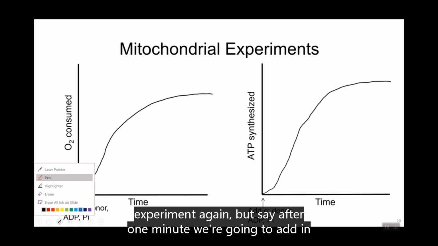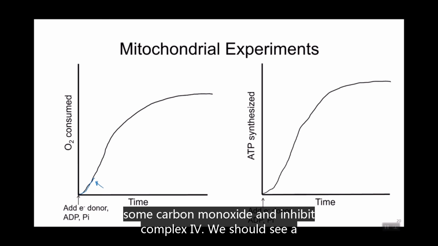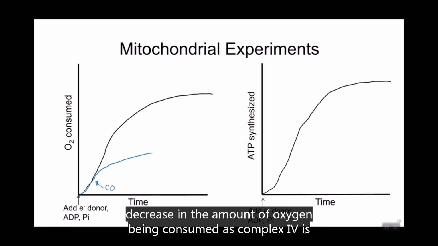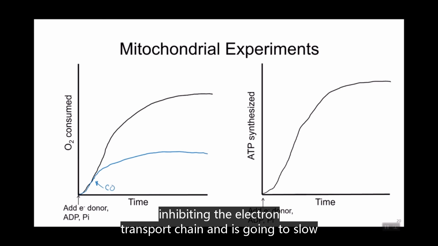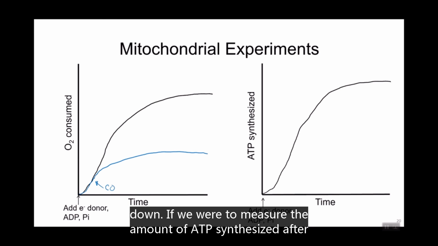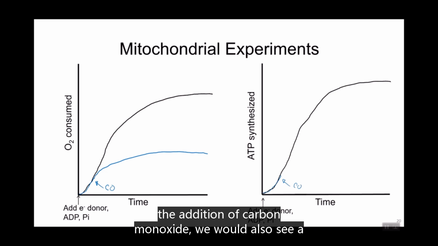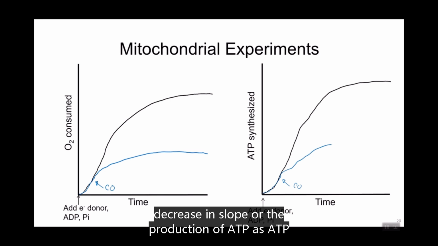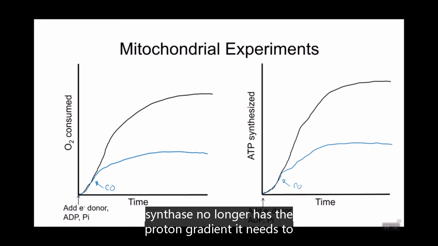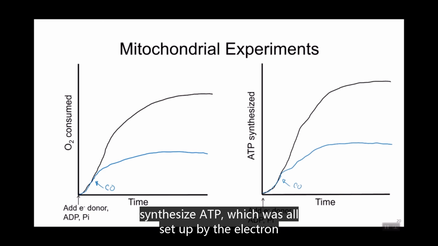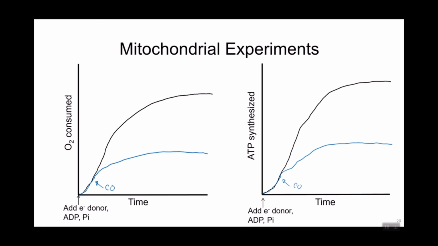Let's run the experiment again, but say after 1 minute, we're going to add in some carbon monoxide and inhibit complex 4. We should see a decrease in the amount of oxygen being consumed as complex 4 is inhibited and the electron transport chain is going to slow down. If we were to measure the amount of ATP synthesized after the addition of carbon monoxide, we would also see a decrease in slope, or the production of ATP, as ATP synthase no longer has the proton gradient it needs to synthesize ATP, which was all set up by the electron transport chain.